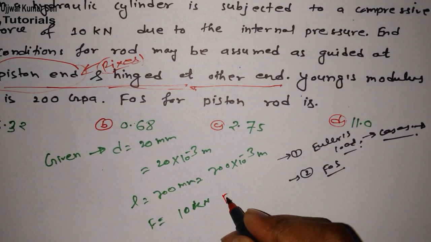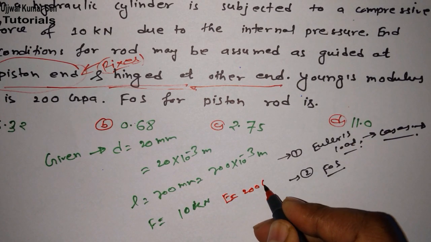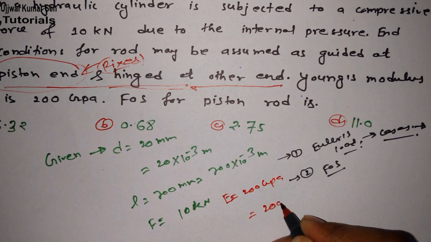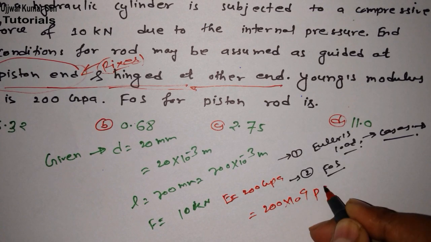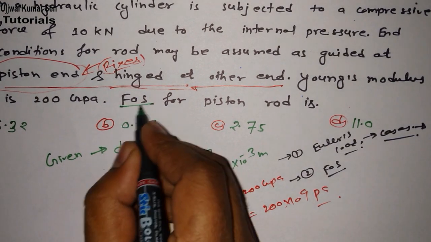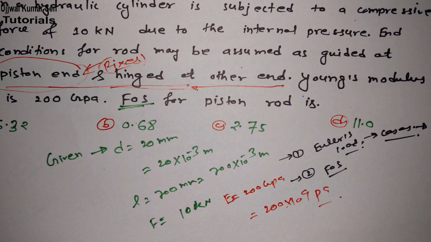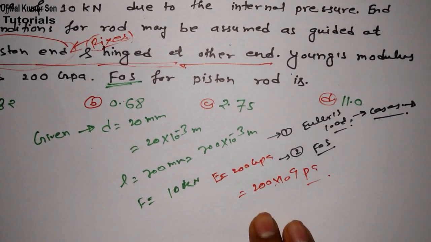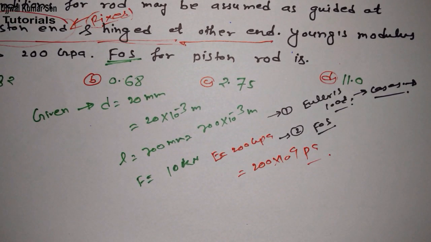And Young's modulus is equal to 200 gigapascal, that means 200 × 10^9 Pascal. So these things they have given. Now what they ask basically is to find out the factor of safety. We have to find out the factor of safety. I have already shared all the formulas with you, right?